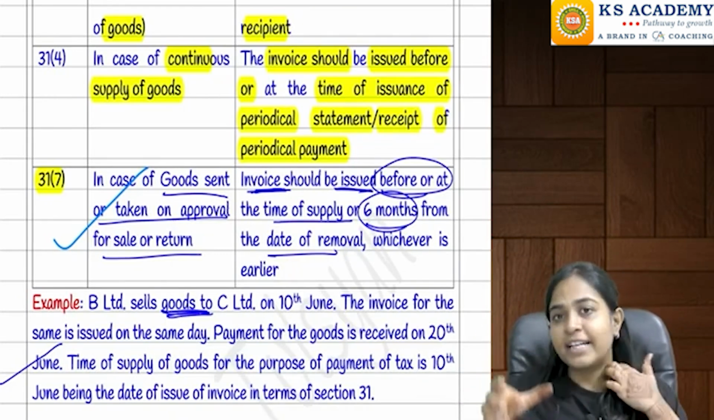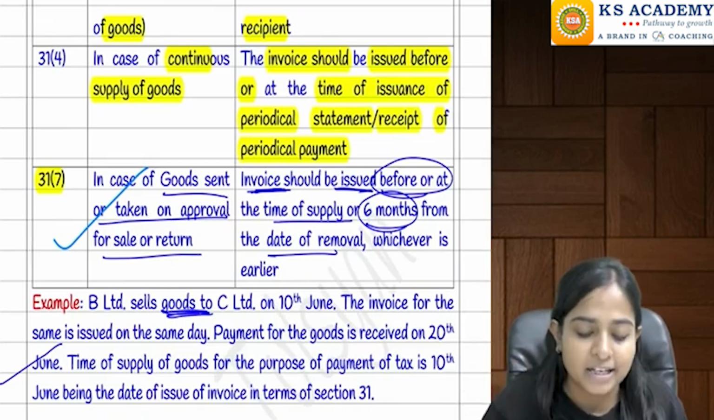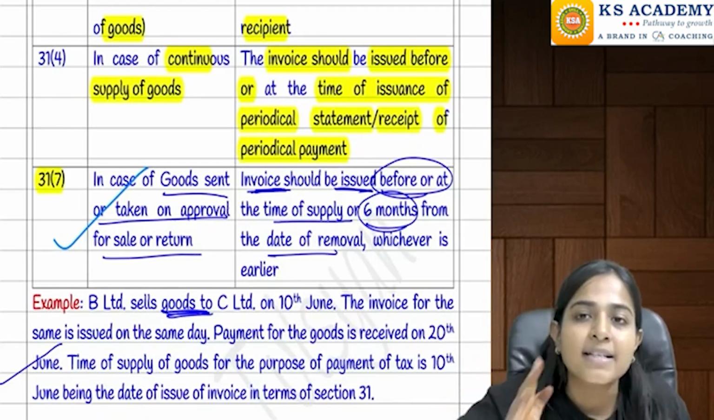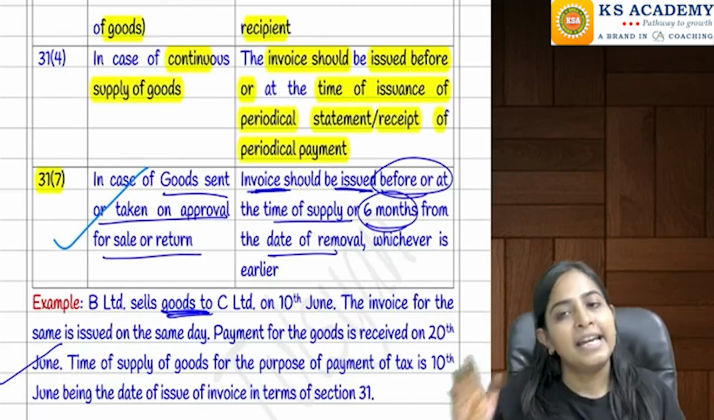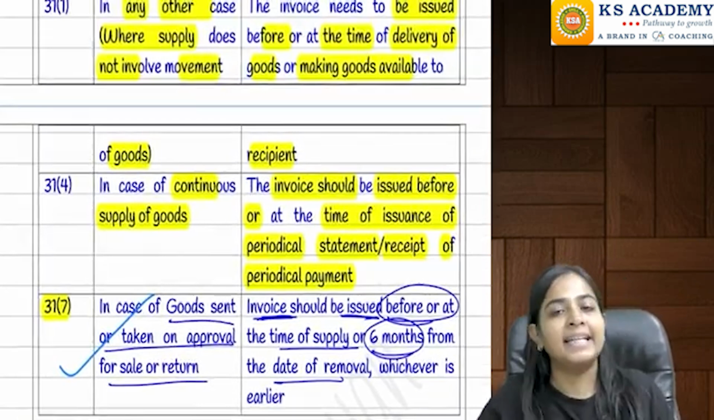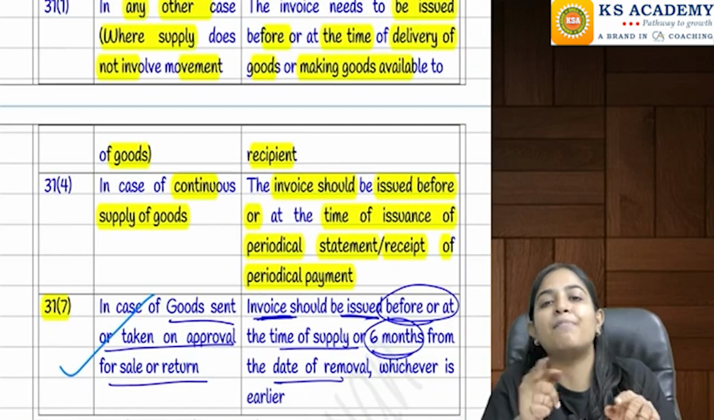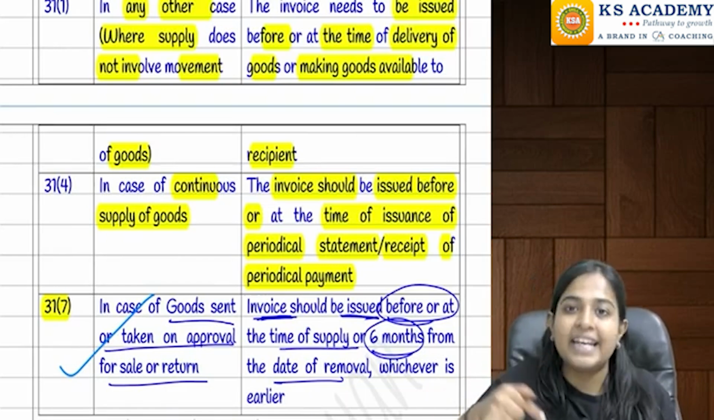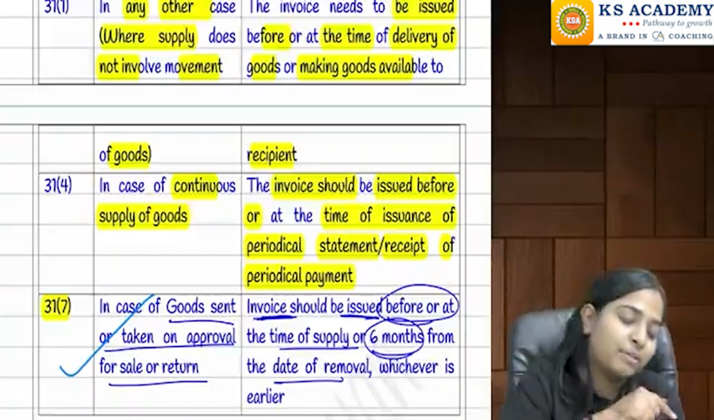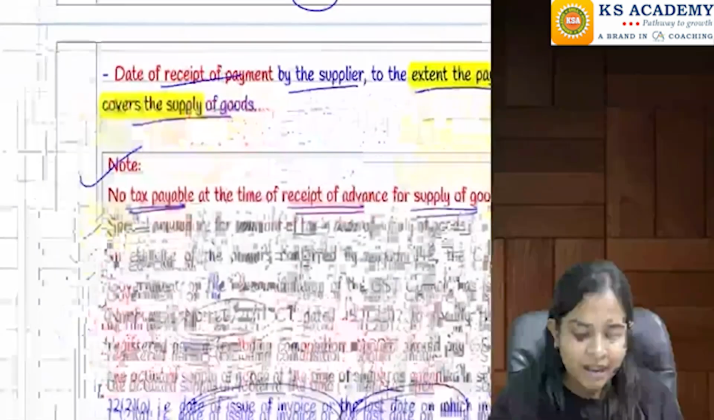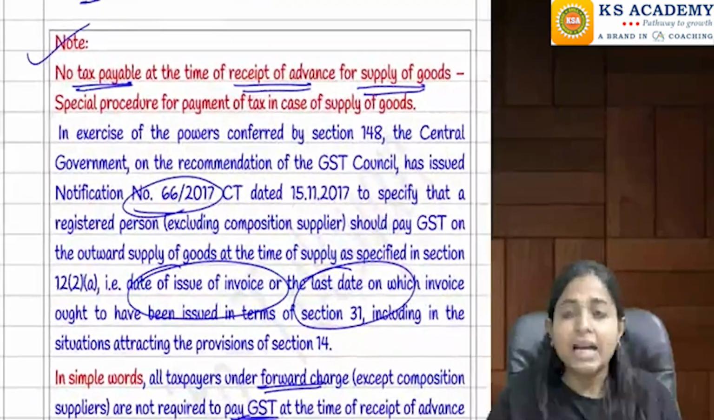So ma'am, why did we study section number 31? By studying section number 31, we basically came to know what is the last date of issuing the invoice. If the invoice is issued before time, then in that case, the date of invoice or receipt of payment, whichever is earlier. If the invoice is not issued on time, then the last day when the invoice should have been issued or receipt of payment, whichever is earlier. This is how we are going to calculate the time of supply. Are you clear with this?